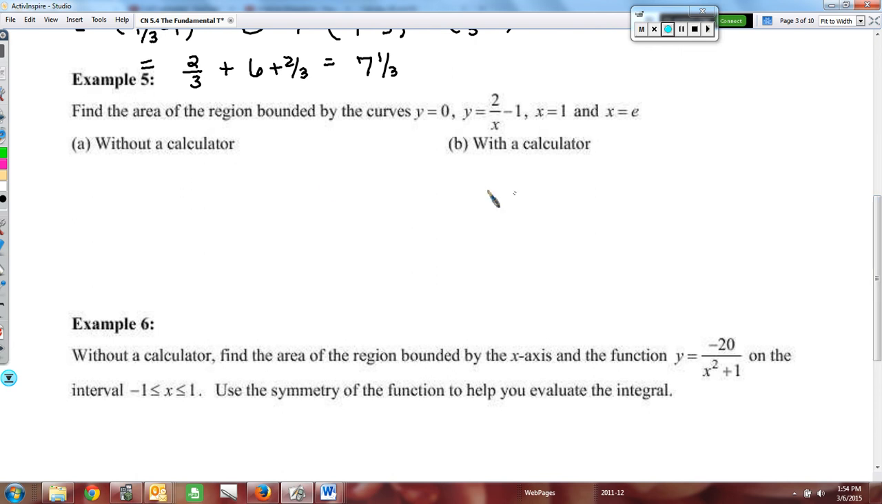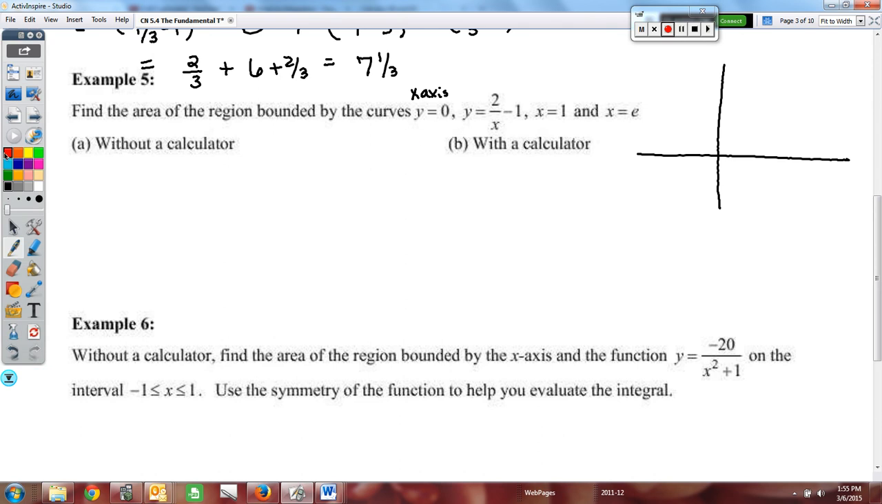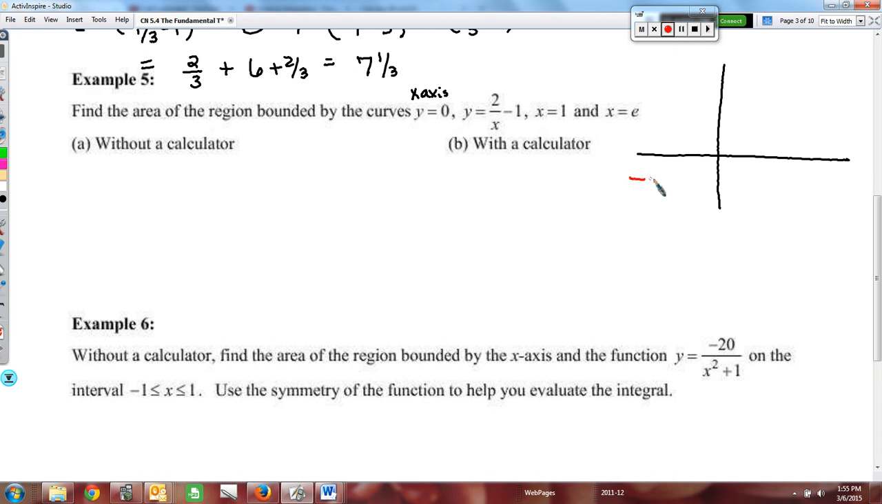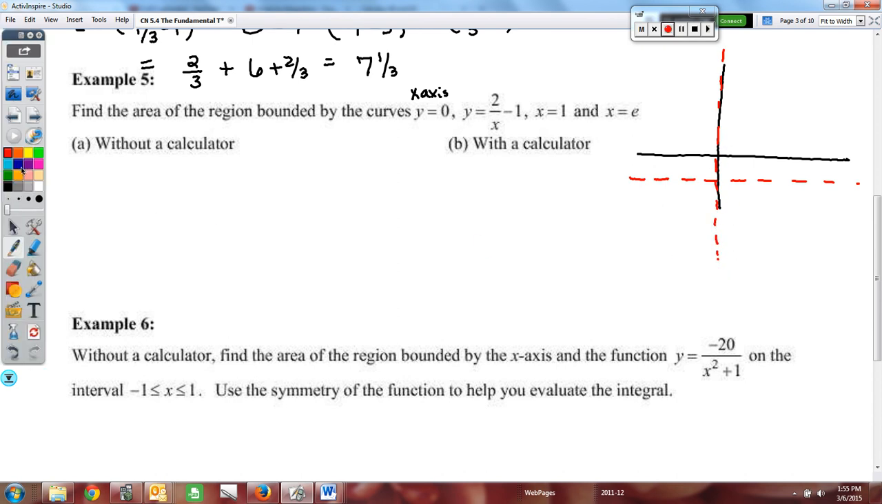Alright, so let's take a look at this one. We have a region bounded by the curves. So again, first step is always to sketch. So I have y equal to 0, which is my x-axis. I have 2 to the x minus 1, which has a horizontal asymptote at -1 and a vertical asymptote at 0. This is your hyperbola, your good standard 1 over x that has some transformations in it.